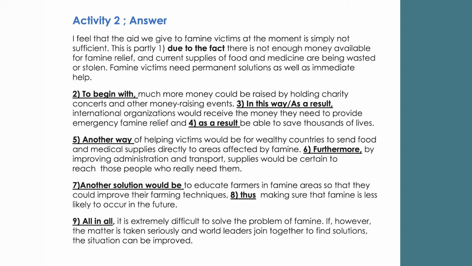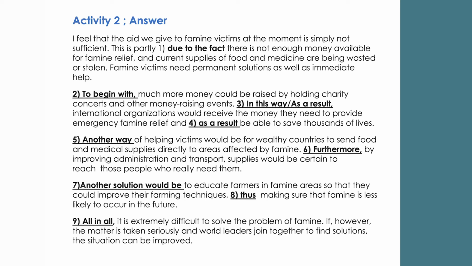In this way, or as a result, international organizations would receive the money they need to provide emergency famine relief and as a result be able to save thousands of lives. Another way of helping victims would be for wealthy countries to send food and medical supplies directly to areas affected by famine. Furthermore, by improving administration and transport supplies would be certain to reach those people who really need them.